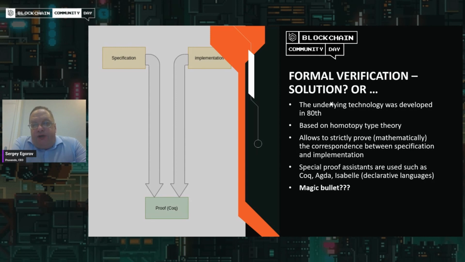Now I'm going to start talking about formal verification. Formal verification was not invented yesterday. It's a pretty old technology. It was invented mostly in the 80s, but since then it's not been widely adopted due to a number of reasons.